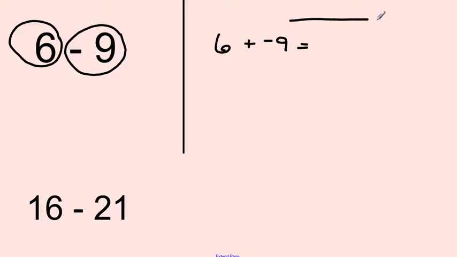So if I look here, I have a positive 6 as an integer and a negative 9 as an integer. So I have 6 plus negative 9. If I'm looking at my number line and I started at 0, I'd go up to 6. Here's 6. Then it says go back down 9. 1, 2, 3, 4, 5, 6, 7, 8, 9.